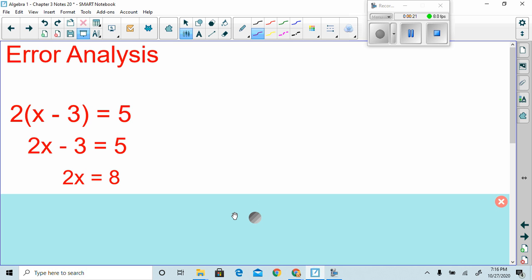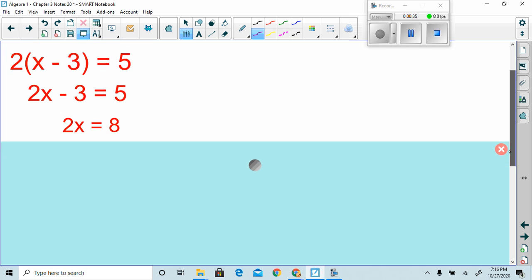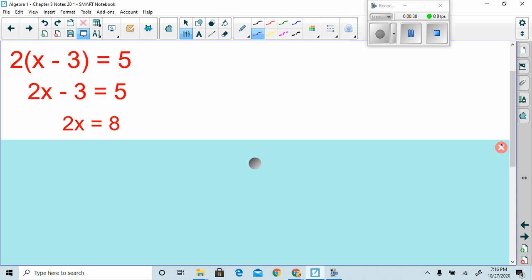Take a look at this problem. It's a multi-step, and there appears to be at least one step wrong. And sometimes when one thing goes wrong, the entire solution is incorrect. After you find the error, identify it, and then make the corrections.